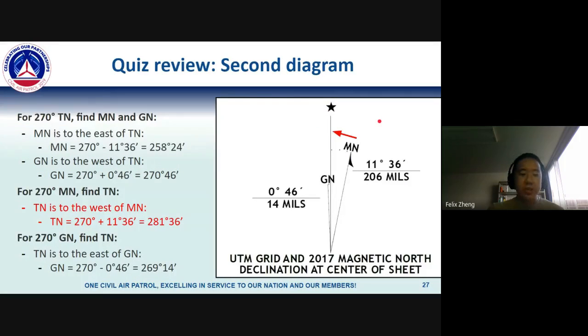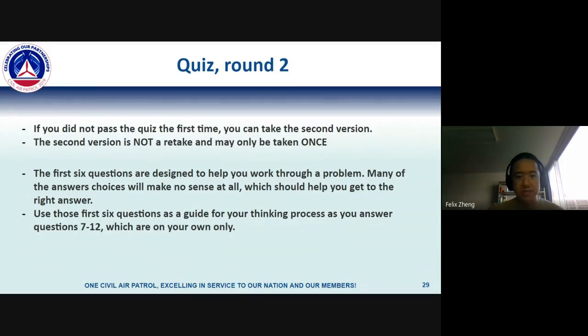For converting magnetic north to true north, we notice that true north is to the west of magnetic north, so we need to add the declination. And then for converting grid north to true north, we notice that true north is to the east of grid north, so we need to subtract the difference. So any questions on those review or any questions on those previous questions?